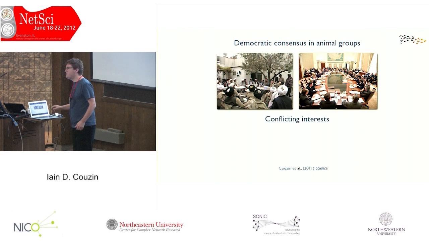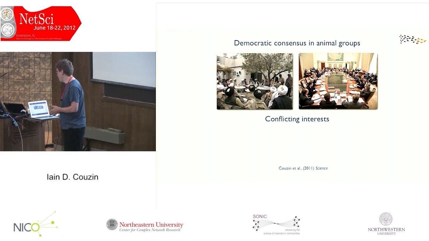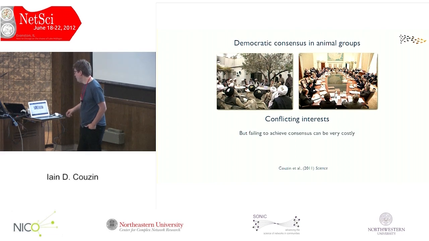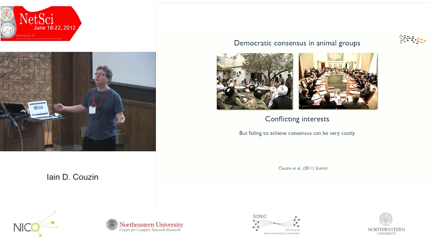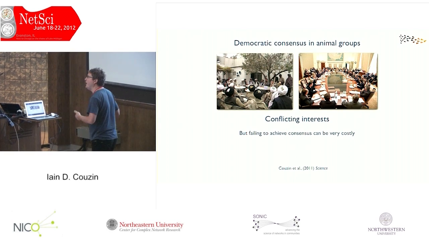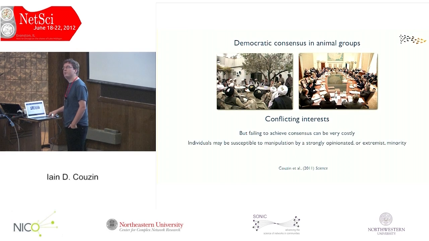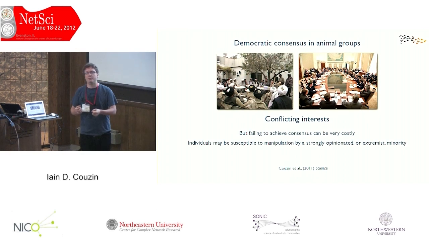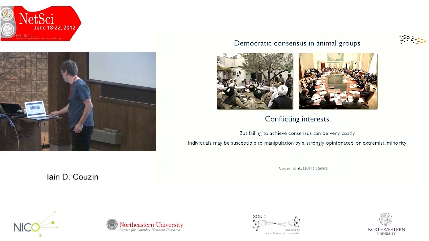And there's often conflicting interests. In fact, our democracy is called an adversarial democracy because of this. But failing to achieve a consensus, if you're on a committee, say a faculty committee, and you fail to agree, therefore you don't hire anybody, this is very costly. So, as in animal groups, failure to achieve consensus is costly, but individuals may be susceptible to a strongly opinionated or an extremist minority.